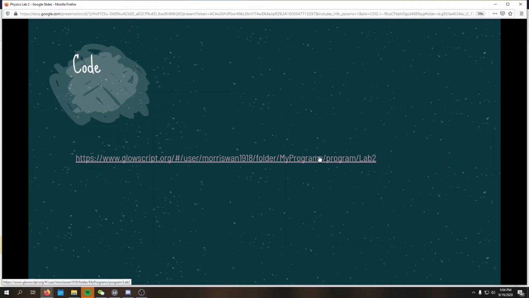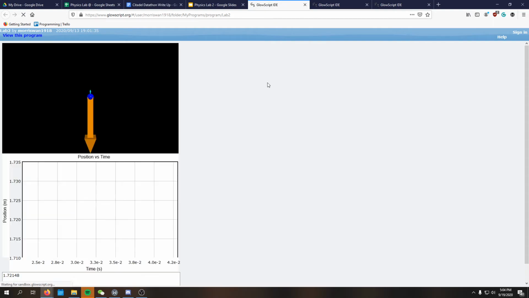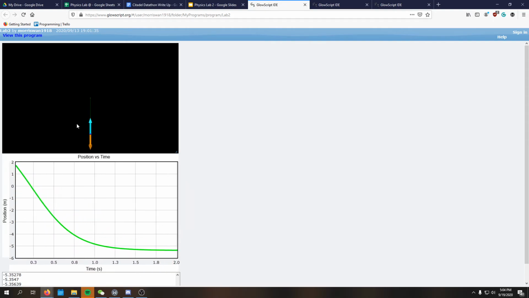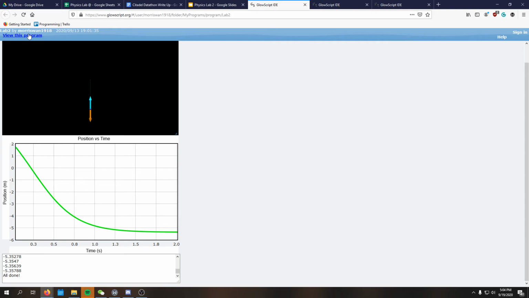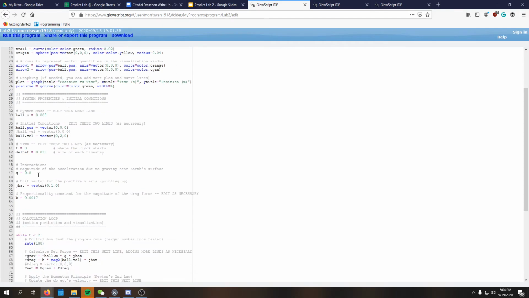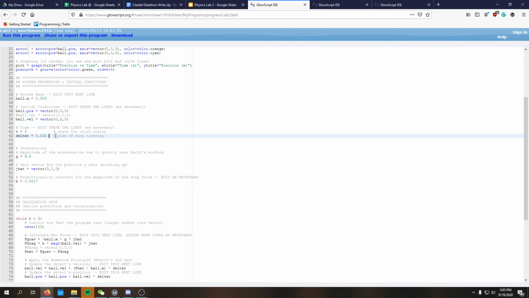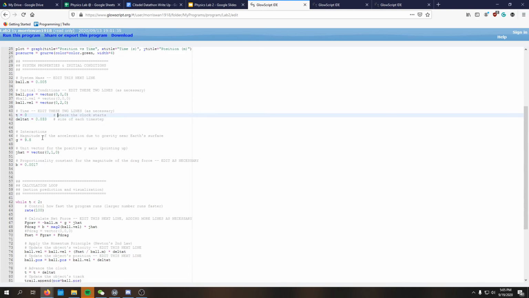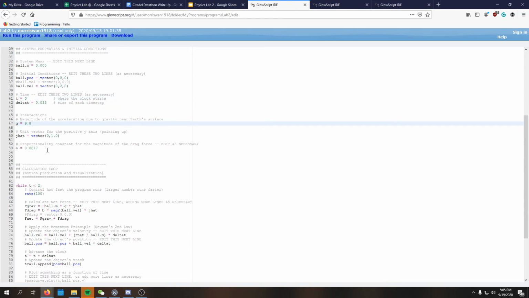Here's the code that I used to model the motion of the object in GlowScript. As you can see, we use arrows to model the drag and the gravity force. If we look at the code, here we have the mass of the ball. The ball was approximated to be about the mass of a sheet of paper, which is about 0.005 kilograms. These are the ball's initial position and velocity vector. The delta t was measured based on the frame rate of the camera, so it ended up being about 0.033 seconds per frame. This is the acceleration due to gravity on Earth's surface.